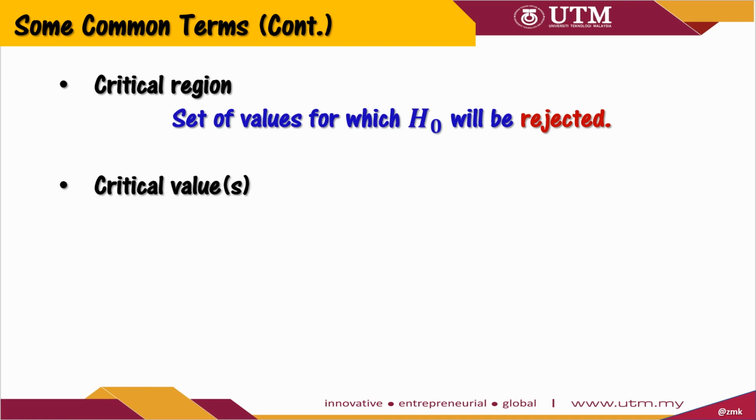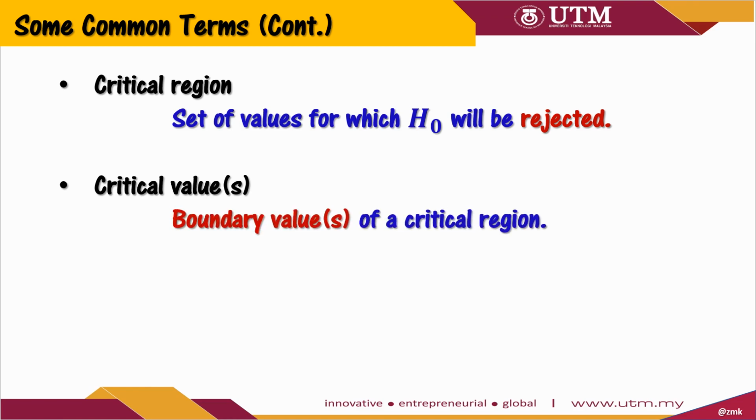At times we can have more than one critical value. What is a critical value? It is actually a boundary value of a critical region. If we have more than one critical value, then we will have more than one boundary value of a critical region. The critical region and critical value will be clearly demonstrated later using a number of figures in subsequent slides when we look at different types of hypothesis tests.